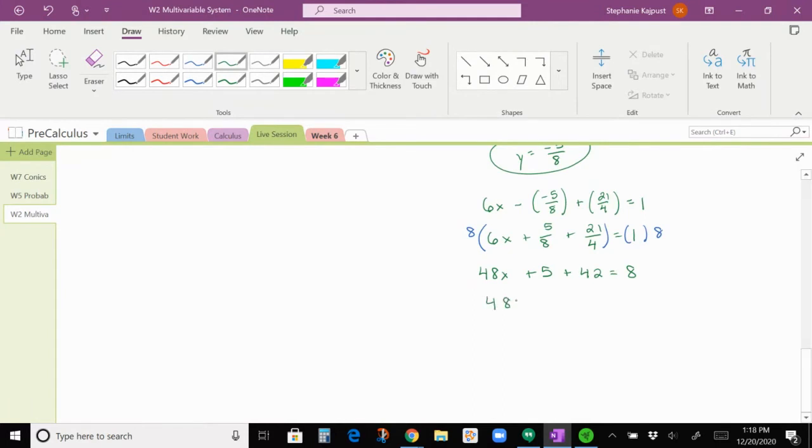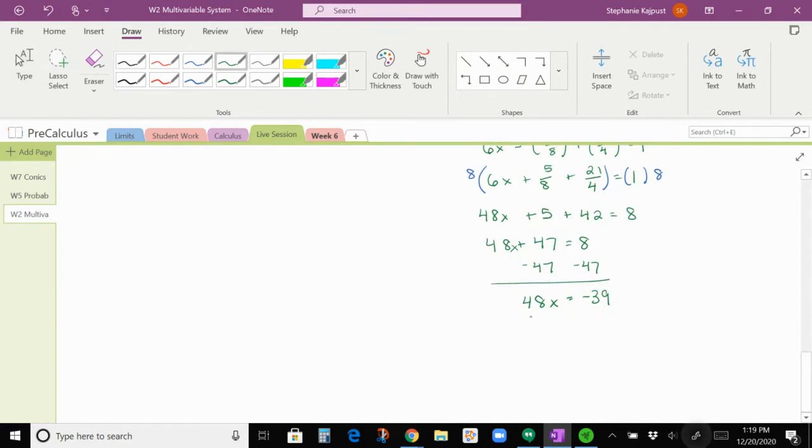So we have 48 plus 42 equals 8. Oh, I missed my x, 48x. Subtract 42 from both sides. We got 48x equals -34. And then divide both sides by 48. And we get -34 over 48, which is a pretty nasty looking fraction.